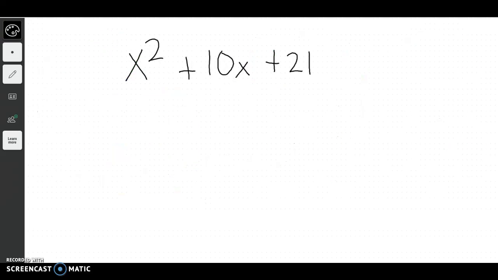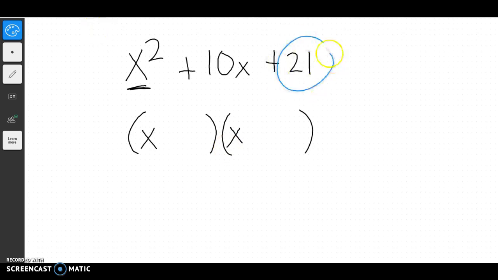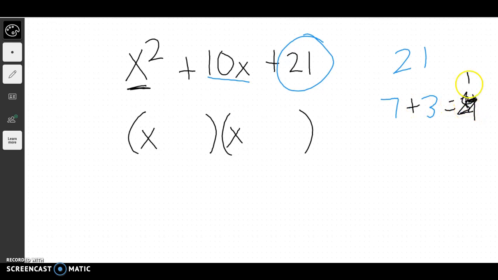Okay, so let's start with this. The first thing that I know is that we're going to have two binomials. The first terms definitely have to multiply to give me x squared, so that's x times x. And now I have to think about what would multiply together to give me 21, but add together to give me 10. So I'm going to take 21 over here and think of all the factors of 21. Well, we have 7 times 3. And if I go, oh, 7 plus 3 would give me 10. So those are the right numbers. And I'm done.